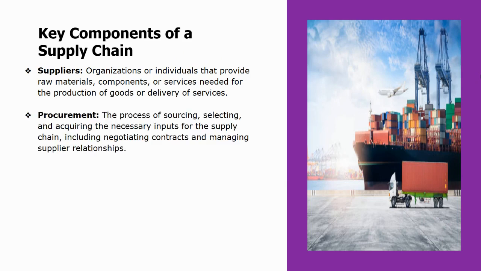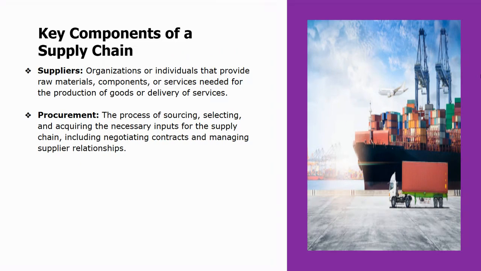Number two, procurement. Procurement is one component of supply chain, and procurement basically looks at the process of sourcing, selecting, and acquiring the necessary inputs for the supply chain, including negotiating contracts and managing supplier relationships. Procurement is sourcing. When we talk about sourcing, it's about identifying vendors who can meet the need of your company. If the company is into manufacturing, it looks at suppliers who can provide the raw materials that you need. Now, these are resources. We call them inputs.